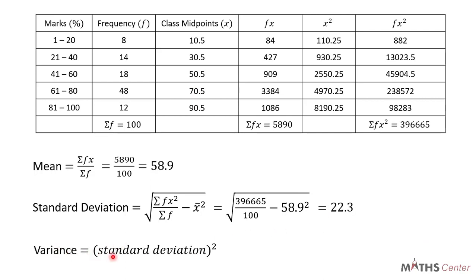We know that the variance is equal to the standard deviation squared. So if the standard deviation is 22.3, then the variance will be 22.3 squared, which is 497.29. So the standard deviation of the distribution is 22.3 and the variance is 497.29. Let's consider the next question.